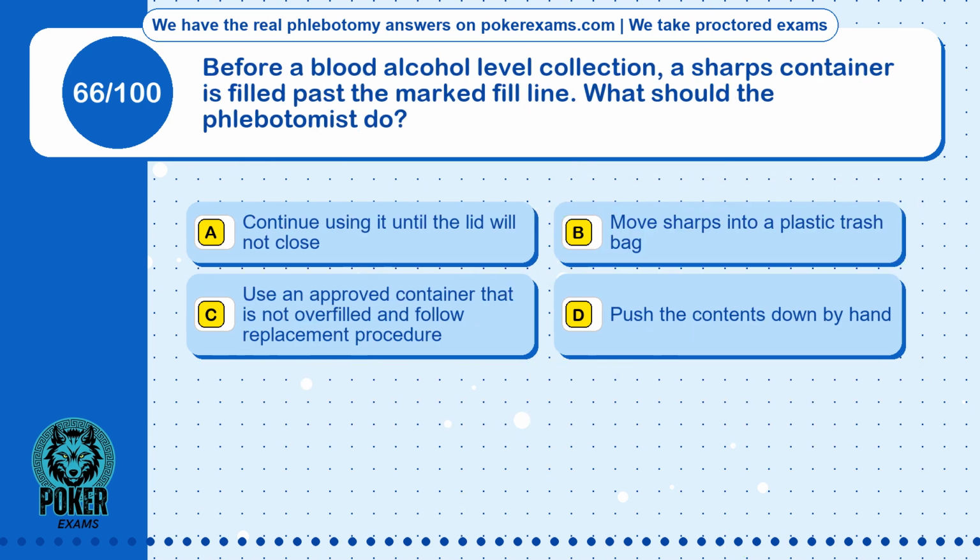Question 66. Before a blood alcohol level collection, a sharps container is filled past the marked fill line. What should the phlebotomist do? Option A. Continue using it until the lid will not close. Option B. Move sharps into a plastic trash bag. Option C. Use an approved container that is not overfilled and follow replacement procedure. Option D. Push the contents down by hand.